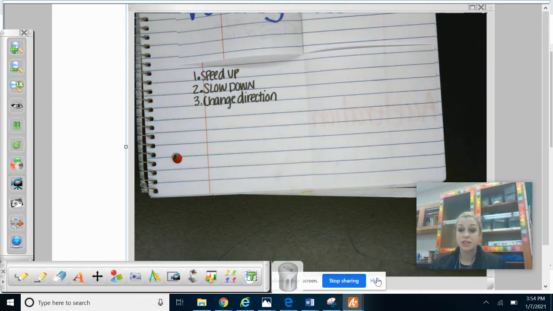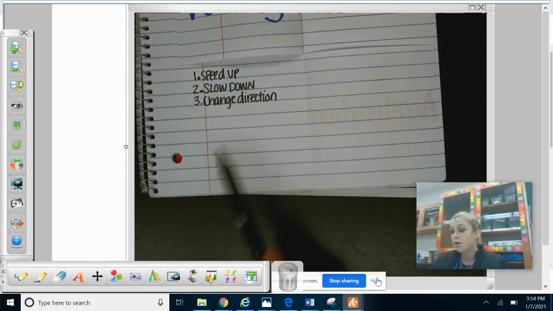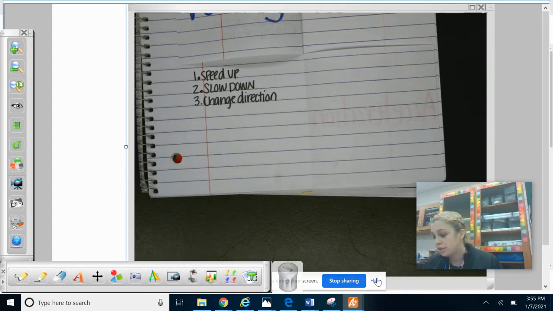So acceleration is a change in speed, whether you speed up, you slow down, or you change direction. That's the 3 ways that you can accelerate. So let's write our example.